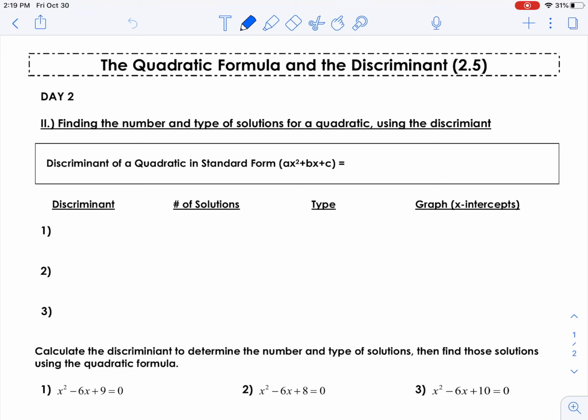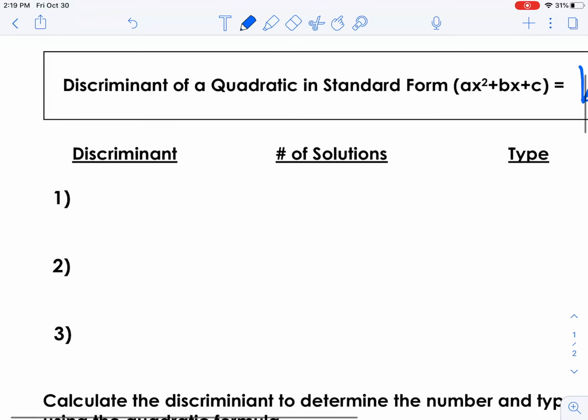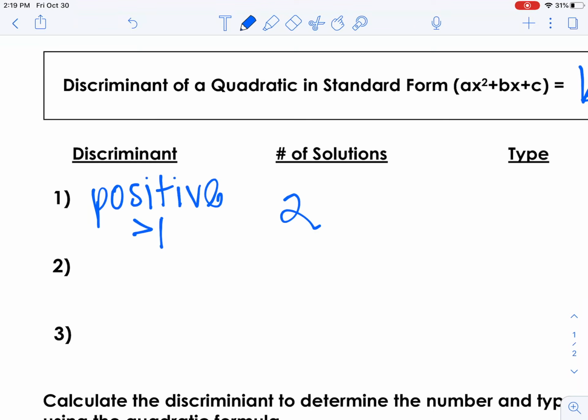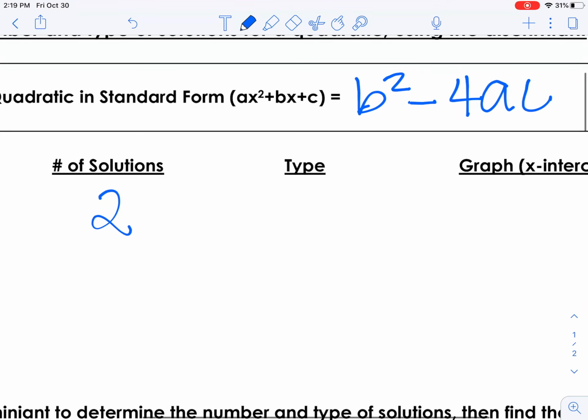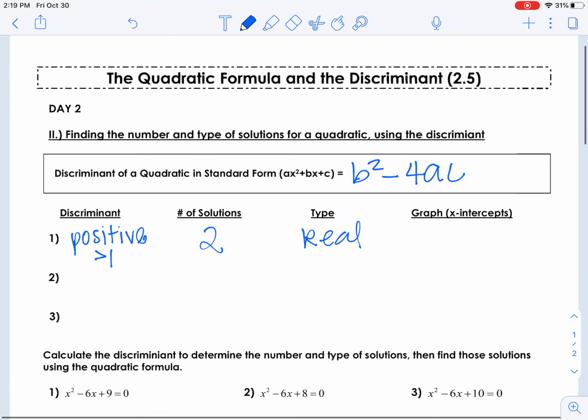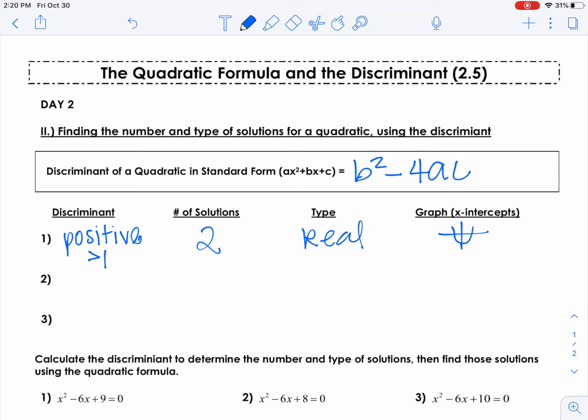expect solution-wise. So in order to calculate the discriminant, we would take b squared minus 4ac. You'll recognize that as the part of the quadratic formula that's under the radical. And so if the discriminant is positive, meaning that it's greater than 0, that means we have two real solutions, which as we know means we have two x-intercepts. It goes through the graph twice, okay?